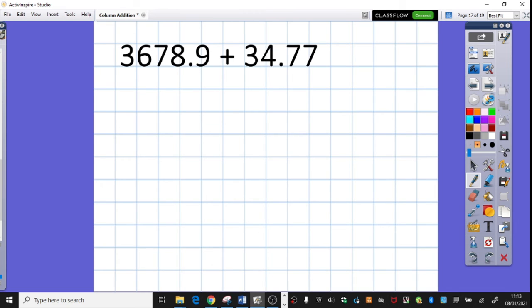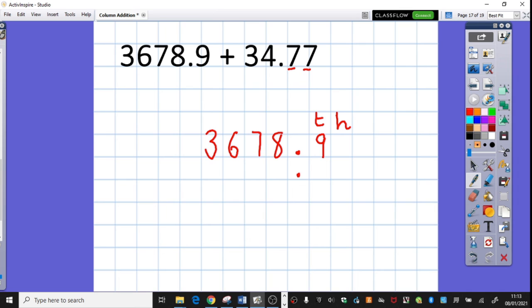You may also get some decimal numbers today, and we really need to think very carefully about making sure, and again, this is lined up really clearly. So we've got our number 3,678.9. So I can just see here I've got 9 tenths. Now if I look at my second number, 34.77, I can actually see that I've got tenths and I've actually got hundredths, which is going to be really important. Your decimal point must line up. The decimal point should not move. It always needs to be in line.